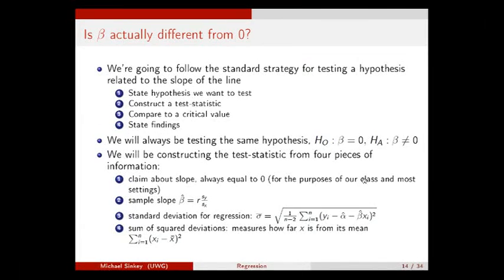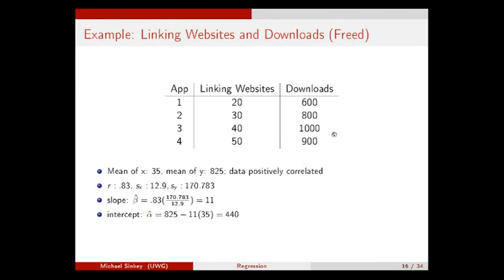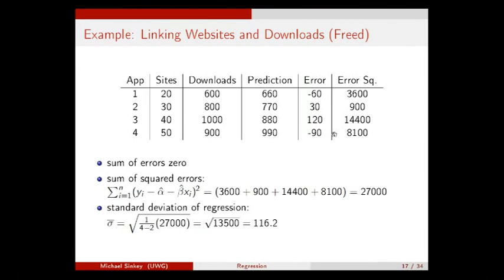If we go back to calculating the standard deviation of the regression, here, that goes in this summation sign. That would be 27,000. Now I have 4 data points. I subtract 2, and I have 27,000 divided by 2, which is 13,500. My standard deviation of the regression is 116.2. What does this mean? That's how much I miss on average from my line.